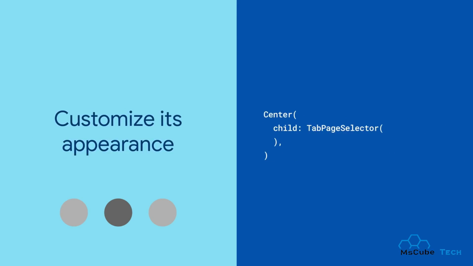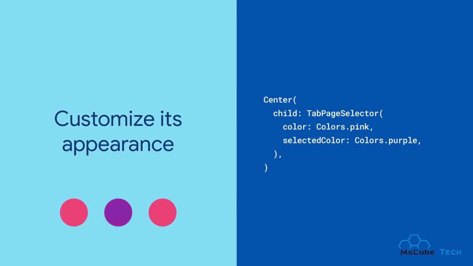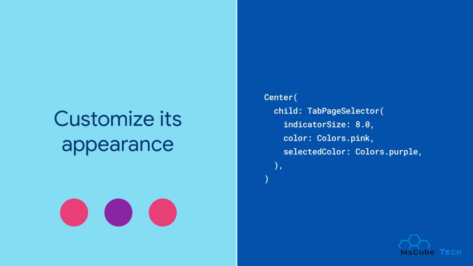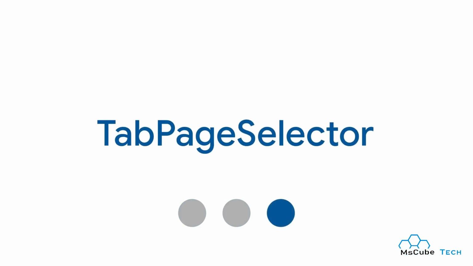By default, Page Selector pulls from the top-level theme, but you can always provide a color and selected color if the values it finds aren't to your liking. If the dots are too small, use the indicator size property to scale them up or down. And that's it. Next time you're building your own tabbed experience and want indicator dots, reach for Page Selector.